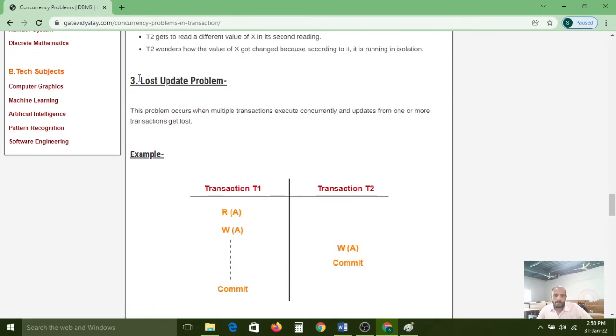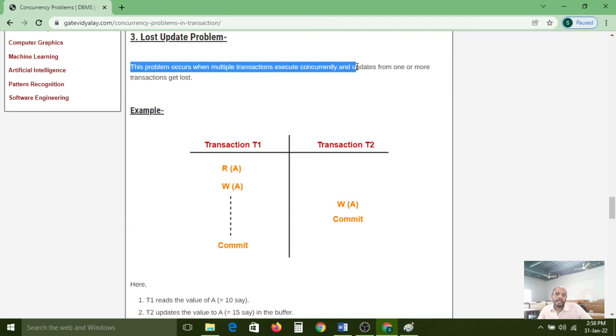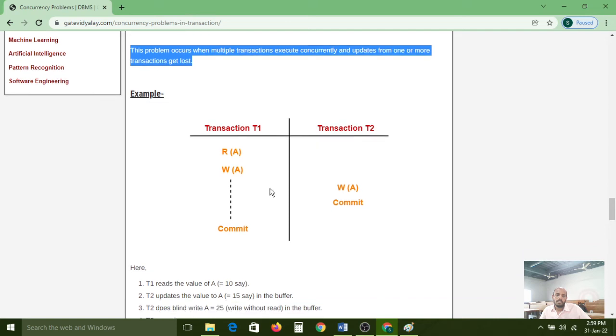Next, the last update problem, the third one. This problem occurs when multiple transactions execute concurrently and updates from one or more transactions get lost.